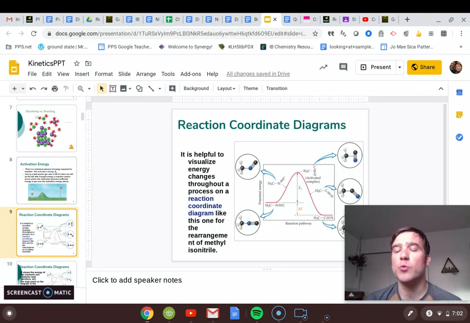One really useful visual model of this process is called a reaction coordinate diagram. These come with a few different names if you see them in texts. The other name that's really commonly used for them is a potential energy diagram. The reason why is because you measure potential energy on the y-axis and the reaction's pathway, or the time course of the reaction, on the x-axis. As you can see, for this diagram that I have right here, what I'm symbolizing is a rearrangement reaction of a compound called methyl isonitrile.